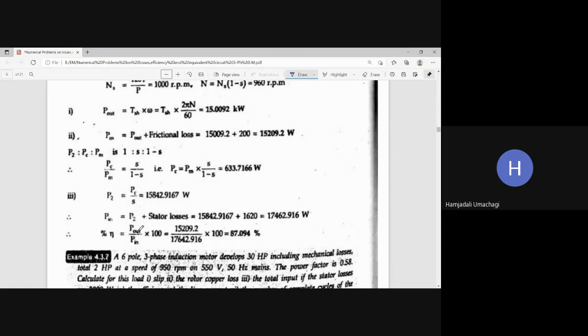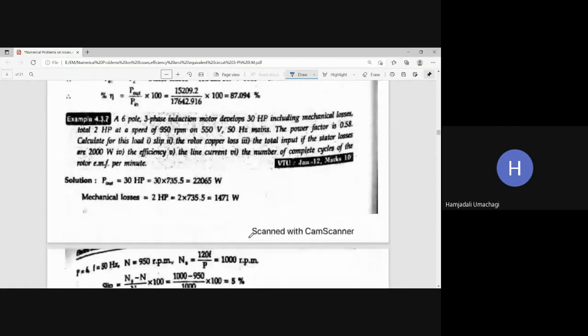Percentage eta is equal to P out by P in into 100, where P out is 15,209.2 divided by P in, which is 17,642.916, into 100. Then we'll be getting efficiency as 87.9094 percentage.